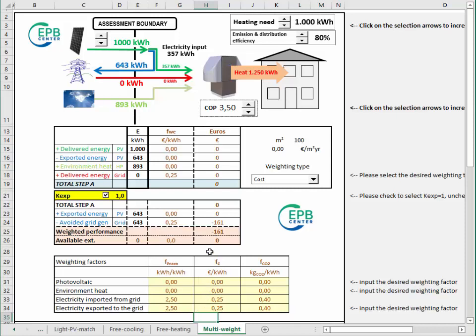The last type of weighting that you can try on this sheet is CO2 emission. A negative value of CO2 emission because of PV contribution means that the CO2 emission of the world is reduced by the electricity injected into the network that avoids producing CO2 in generating the same amount of electricity.